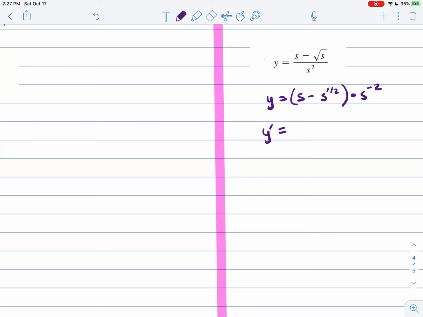And you could then distribute the s to the minus 2 by using the distributive property, and we would get s to the minus 1 minus, and we'd have s to the negative 3/2, or minus 1/2. And then in taking our derivative, we could just take it term by term, and this would be minus s to the minus 2, and minus minus would be plus 3/2 times s to the minus 5/2.